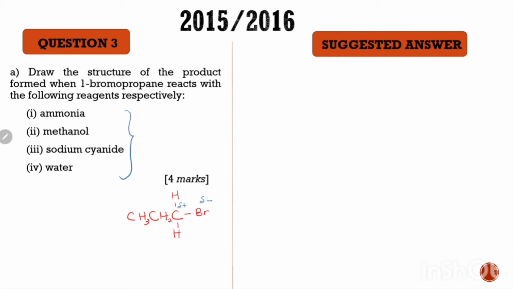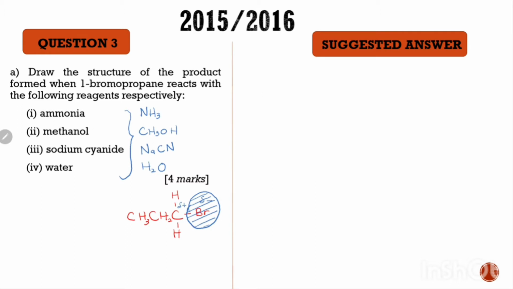Jadi nucleophile akan substitute position of bromine to form a product. So bromine ni kita akan remove dan gantikan dengan nucleophile. Dan kita kena tahu pula structure for each reagent. Contohnya ammonia tu kita kena tahu structure dia adalah NH3. Methanol is CH3OH. Sodium cyanide is NaCN and water is H2O.